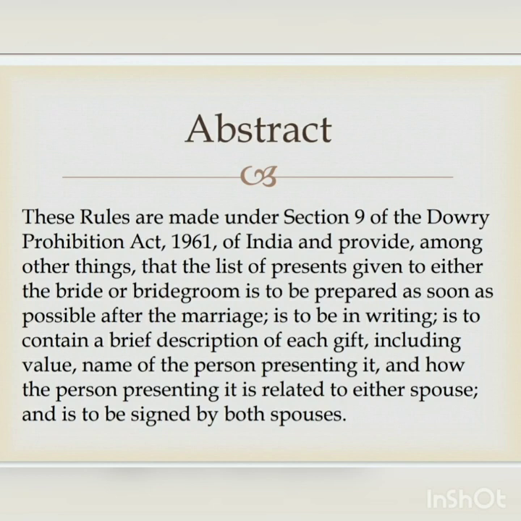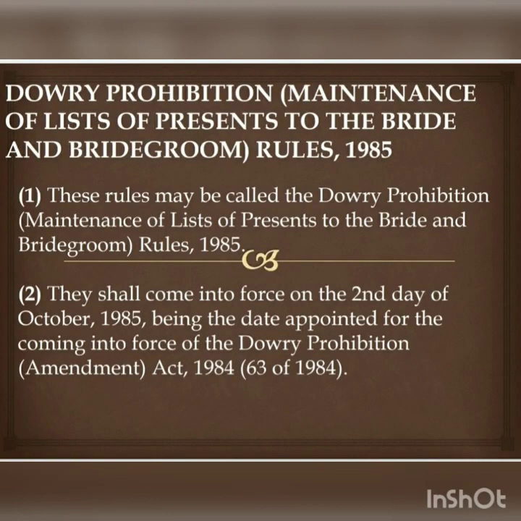1. These rules may be called the Dowry Prohibition and Maintenance of Lists of Presents to the Bride and Bridegroom Rules, 1985. 2. They shall come into force on the 2nd day of October, 1985, being the date appointed for the coming into force of the Dowry Prohibition Amendment Act, 1984, 63 of 1984.